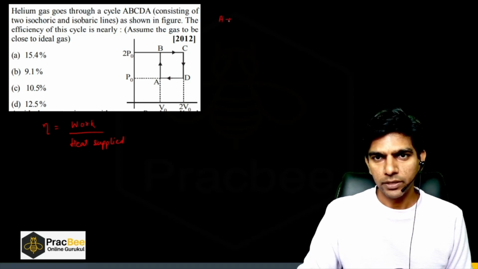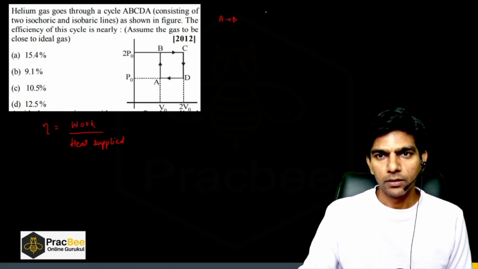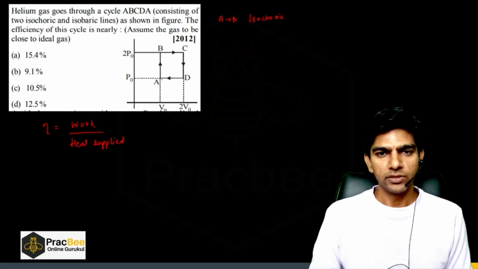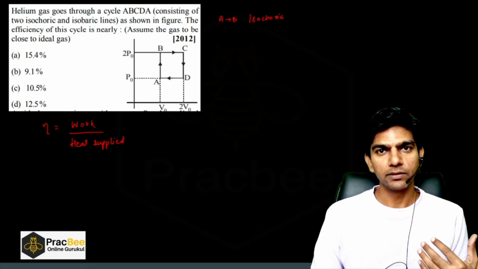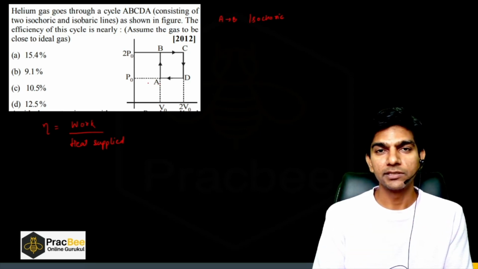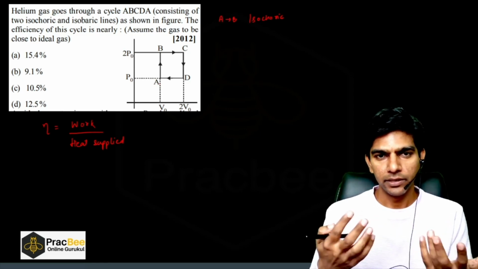From A to B it is an isochoric process. In this process the pressure is increasing. Suppose I want to find whether heat is being supplied to the system or heat is being extracted from the system, let us figure out.